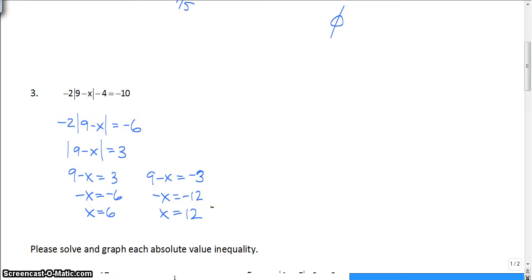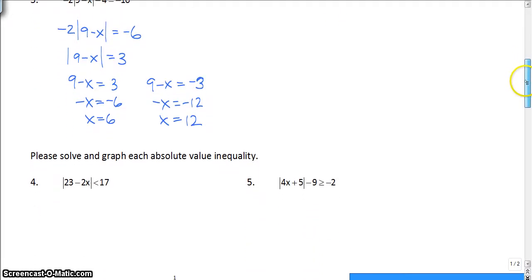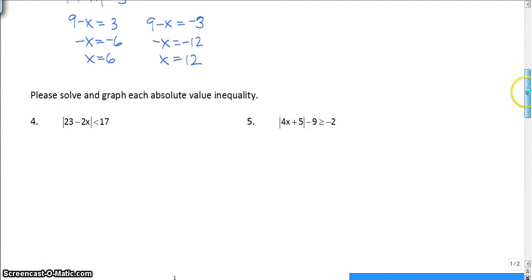So how do we feel? Did you guys get x equals 6 and 12? Yeah, you probably thought the sound was gone again, huh? Okay, so there we go. If you have any questions about that, feel free to ask tomorrow.